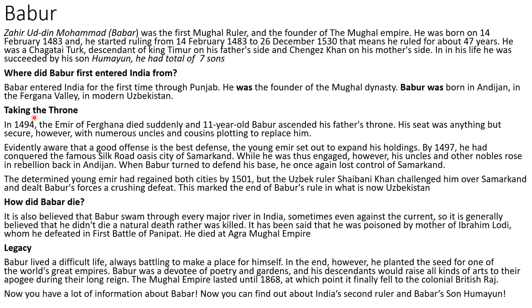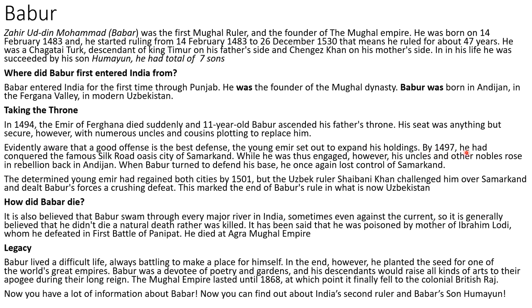In 1497, the Emir of Fergana died suddenly and 11-year-old Babur ascended his father's throne. His seat was anything but secure, however, with numerous uncles and cousins plotting to replace him. Evidently aware that a good offense is the best defense, the young Emir set out to expand his holdings.